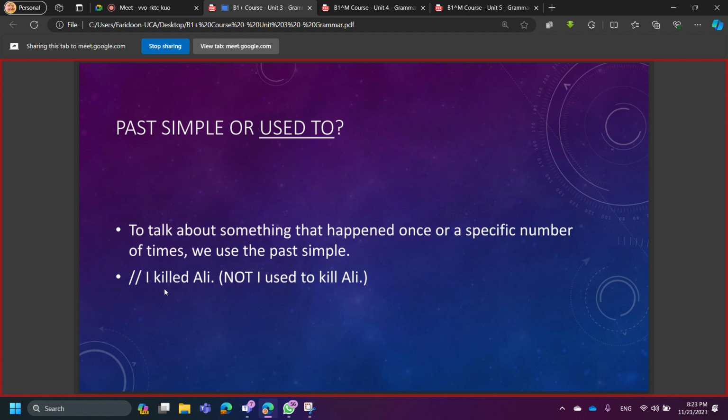For example, "I killed Ali." So the act of killing Ali is something that happened once. So you cannot say that "I used to kill Ali." Like, what do you mean? It's not your habit to go and kill Ali, right? Because how many Alis are you going to kill, and how many times are you going to kill? That's just not possible. Okay, so in here, just use the past simple. And we are done with this, guys.